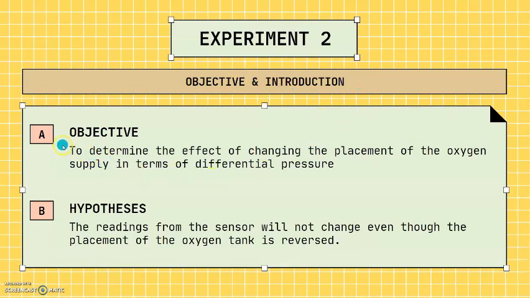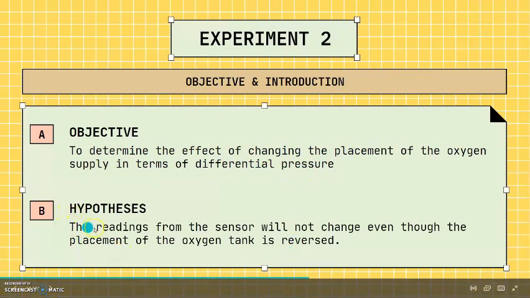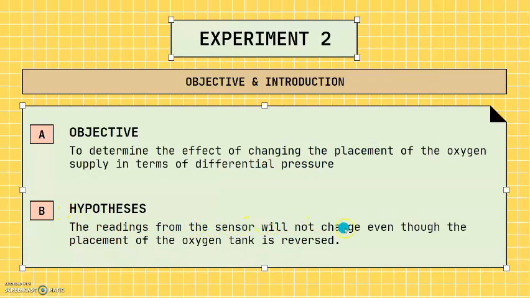Okay, so first of all, the objective is to determine the effect of changing the placement of the oxygen supply in terms of differential pressure. And then the hypothesis is the readings from the sensor will not change even though the placement of the oxygen tank is reversed.